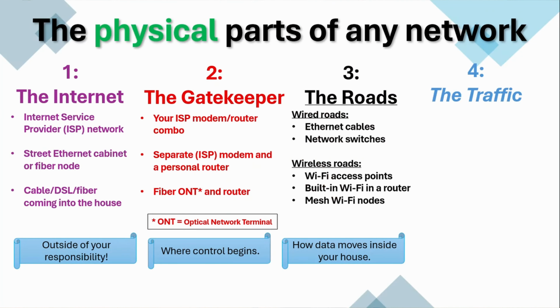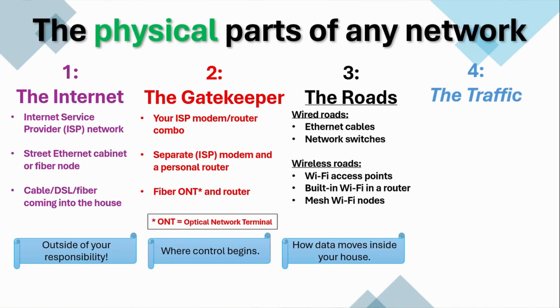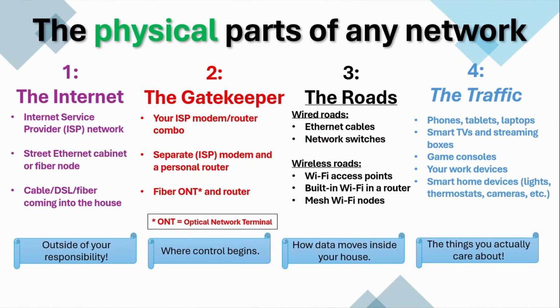Now the roads. Wired. These are things like Ethernet cables and the network switches themselves. Wireless. These are typically built inside your Wi-Fi router, the one with the little antennas. Of course, you can have separate Wi-Fi access points and the newer technology, mesh nodes. Again, these are roads, not engines. Finally, the traffic. Everything you actually use, phones, laptops, TVs, your work devices, the smart gadgets that you have, they all share the same network, whether you notice them or not.